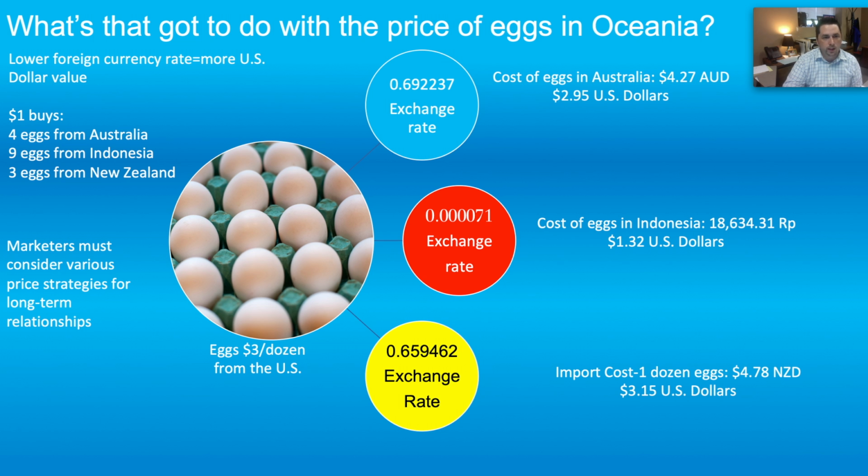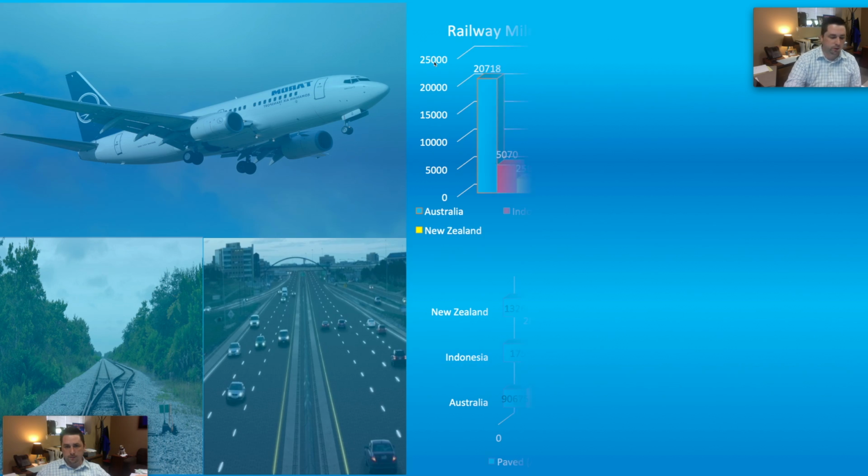So what's that got to do with the price of eggs in Oceania? Well, a lower foreign currency rate means more for a United States dollar. So say you go buy a dozen eggs in the United States, it's going to cost you about $3. In Indonesia, it only costs you about $1.32. When you're thinking about massive spending, that's something marketers must consider in their price strategies for long-term relationships, just the disparity between those currencies. It's going to be a much different conversation in Indonesia than it is in Australia and New Zealand.